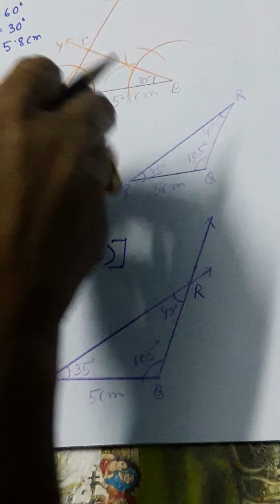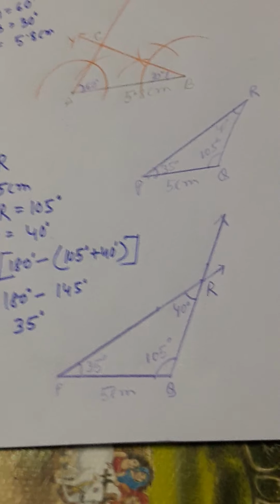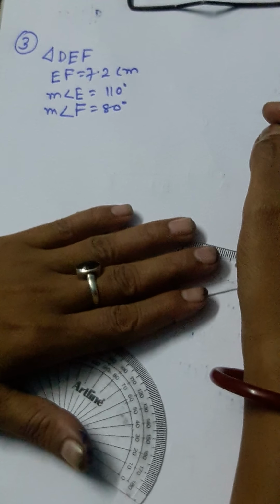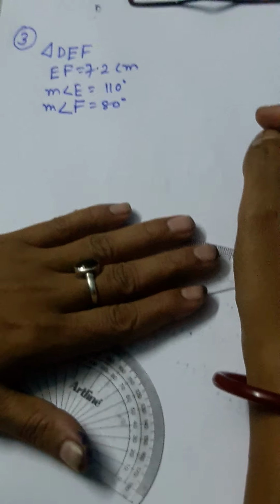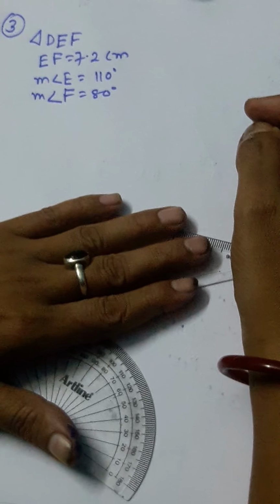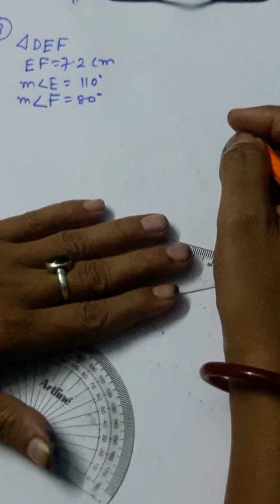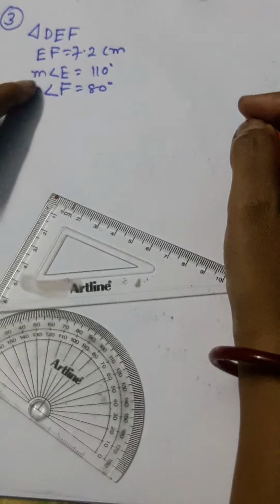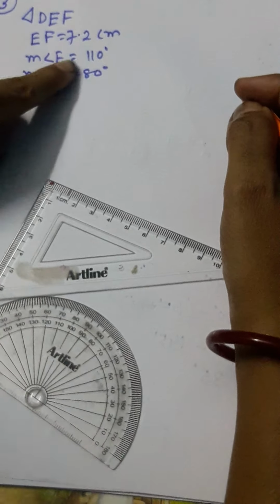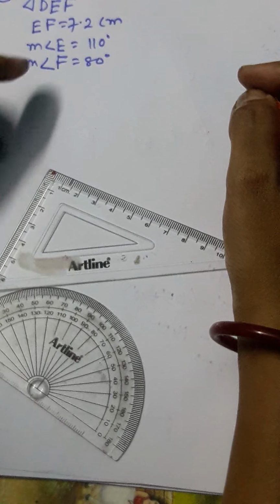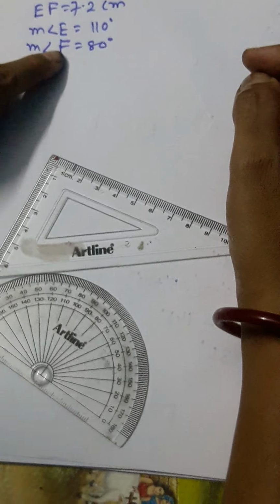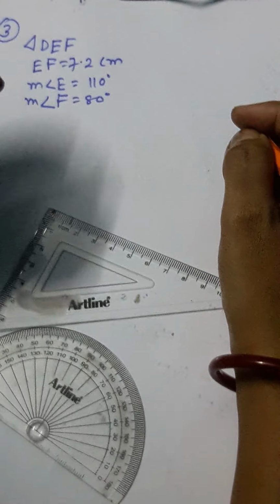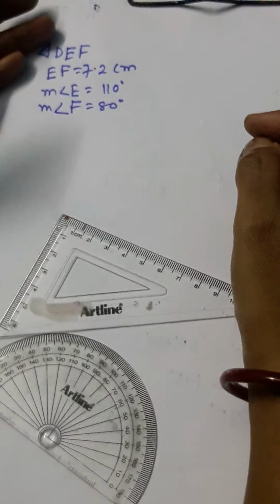Okay, let's come to the last question of this exercise. Let's come to question number 3. Here it is given that you are asked to construct triangle DEF, where side EF equals 7.2 centimeter. The measure of angle E is given as 110 degree, and the measure of another angle, angle F, is equal to 80 degree.